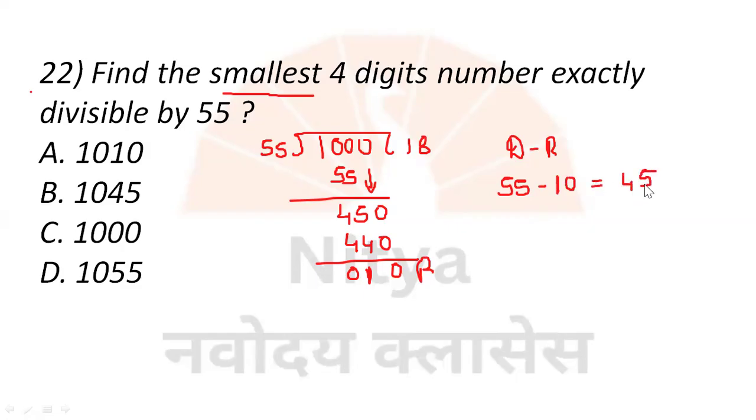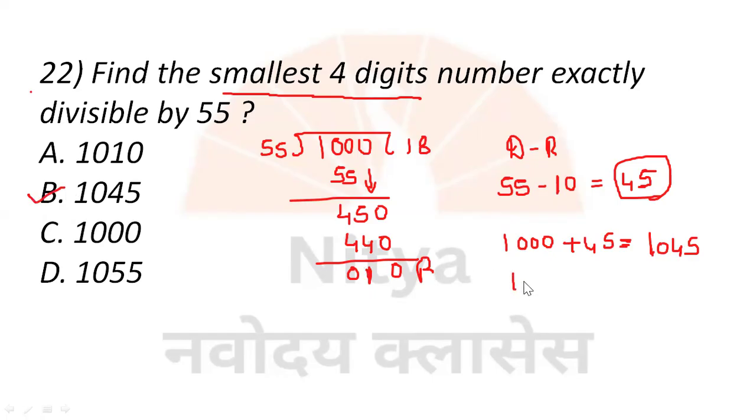So here, if they gave only the least number, then the answer will be 45. But they are asking for the smallest 4-digit number, like the dividend. The smallest 4-digit number which is exactly divisible by 55. So you have to do 1000 plus 45. That is 1045, which is exactly divisible by 55. So the answer will be option number B.